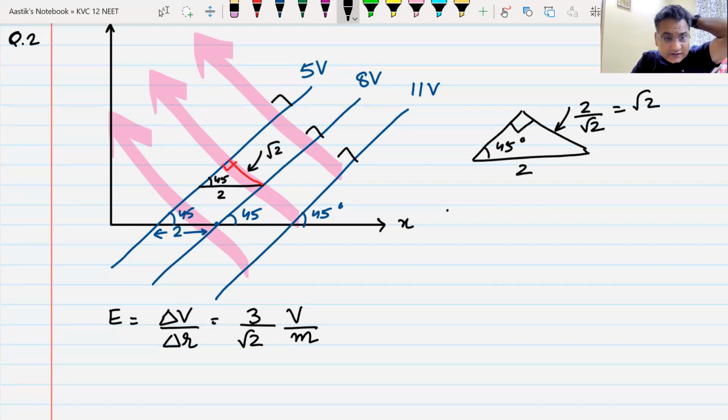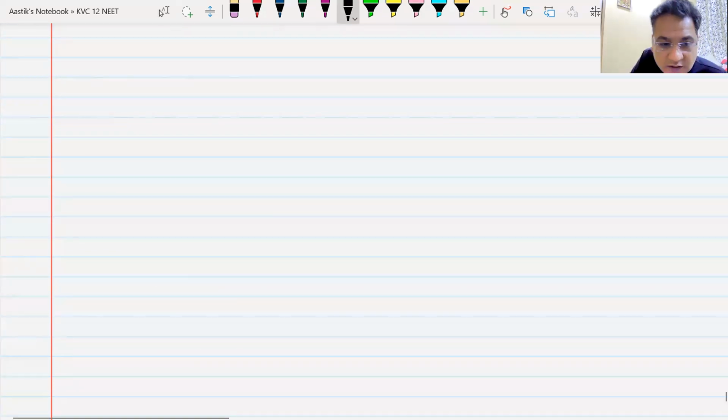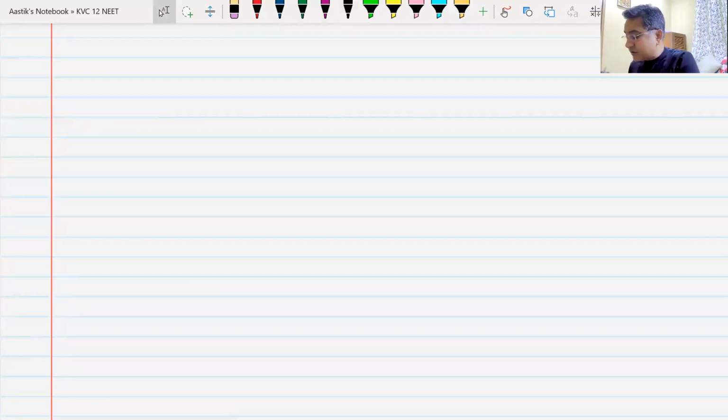In the second case, we are going to do the opposite of it. What do you mean by opposite? We will know the value of electric field and we will calculate the potential difference. We have done the reverse. Can we do it in the correct order as well? Yes or no? So how are we going to do it in the correct order? Next question.